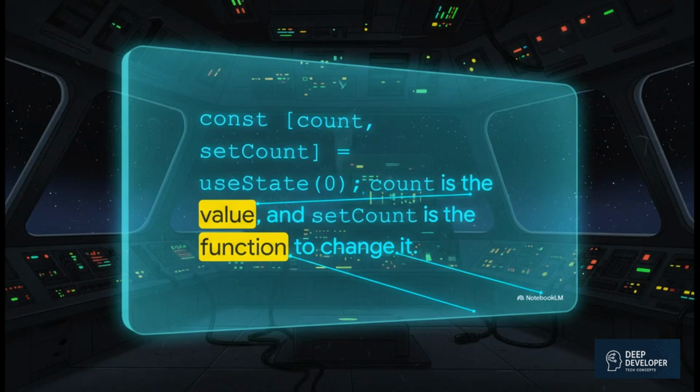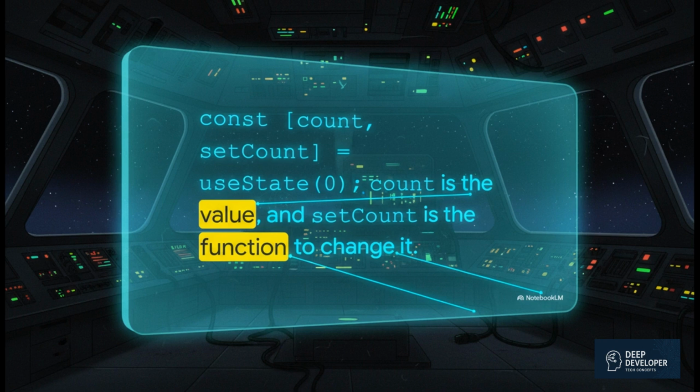Let's just break down the syntax real quick, because it's actually super simple. When you call useState, you give it an initial value, in this case the number 0. And what it gives you back is an array with two things in it. The first thing is the current value of your state. We've called it count. The second thing is a function that lets you update that value. We've called that setCount. And here's the magic.